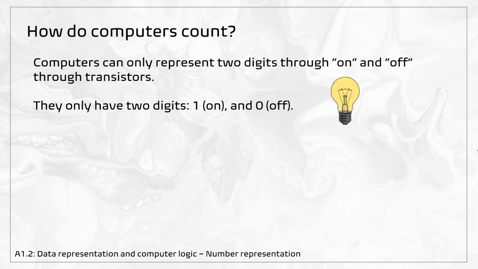But how do computers count? If you zoom way into your computer, you'll see that your computer is made up of tiny switches called transistors, and they're laid out like this. You can think of a transistor like a light bulb. It's either on or off. This means that computers can only physically store 2 digits, 0 for off and 1 for on.